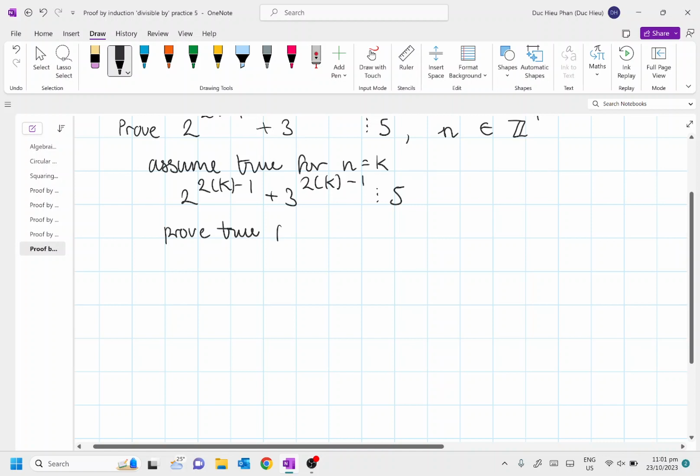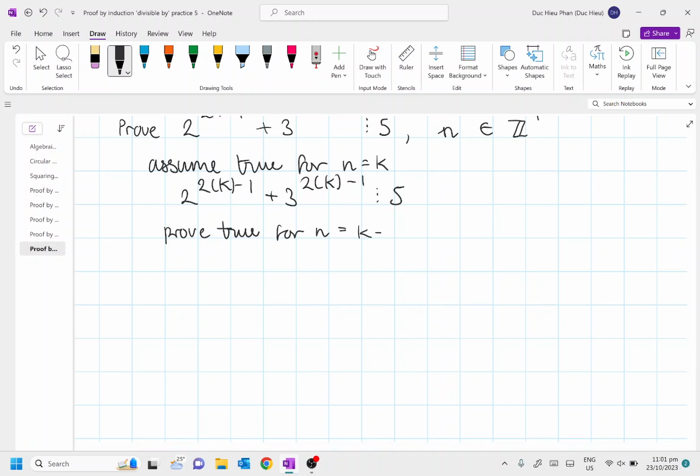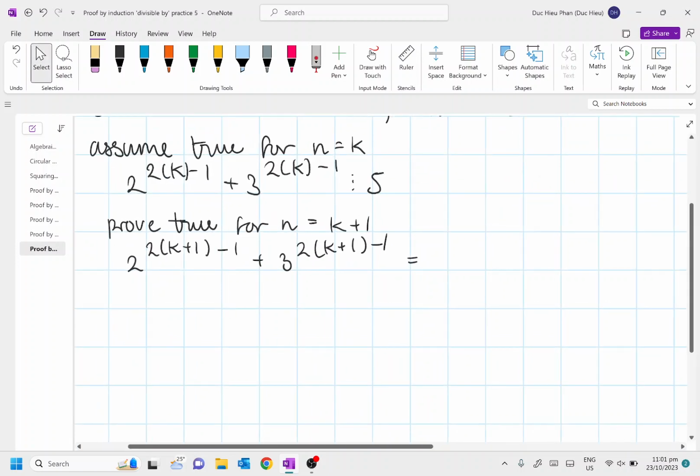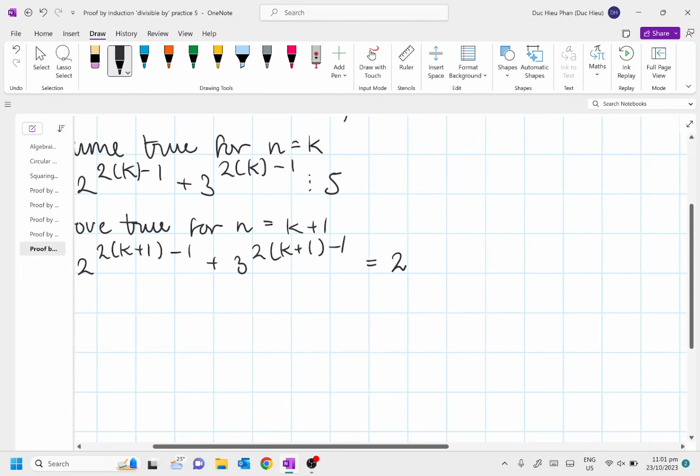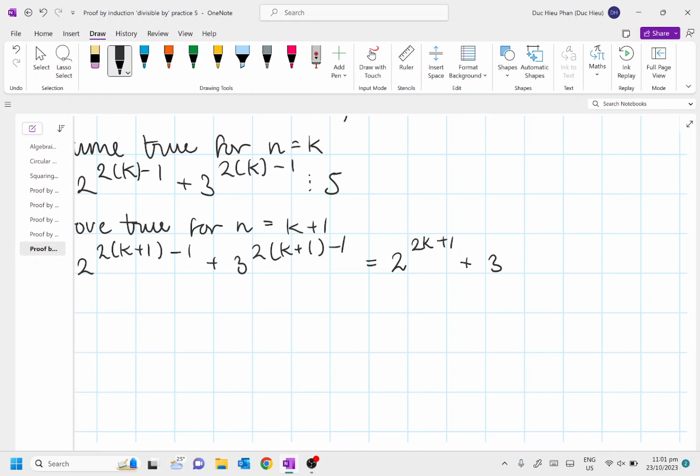I'm going to move on. Prove true for n equals k plus 1. And so what you're going to end up here is 2k plus 2 minus 1. That's 2k plus 1. Plus 2, and then minus 1. That's 1. But you want... Actually, let me just expand this. So, plus 1. And then plus 3, 2k plus 1.